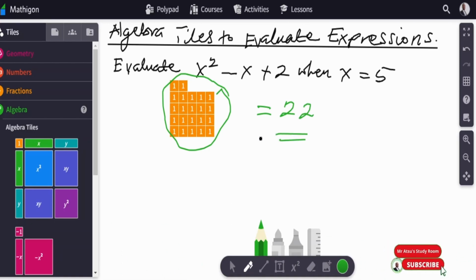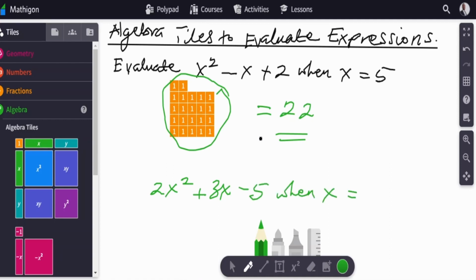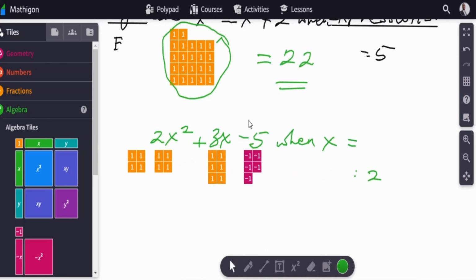We can try another one. 2x squared plus 3x minus 5 when x equals 2. You can pause the video and try this one by yourself. Right, so we have our -5 here. We have 3 groups of 2 here. We have 2 groups of 2 squares. Remember, the x is 2, so x squared will be a square of length 2 and width 2, and we have 2 of those, so that's what we have here.